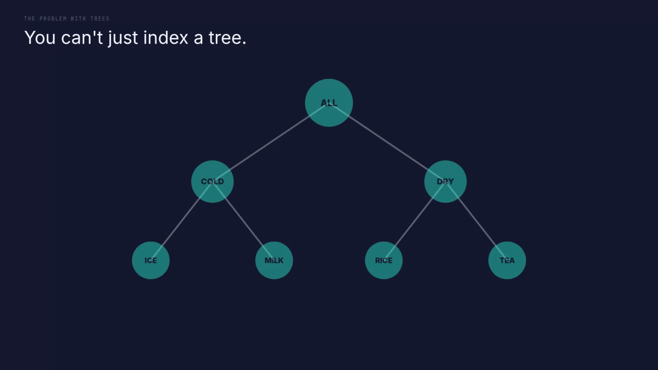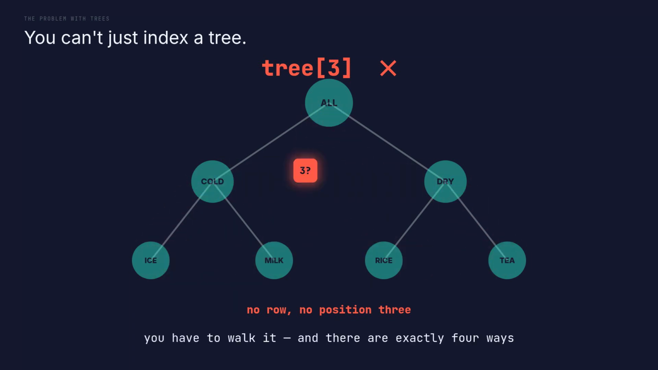But here's where trees get interesting, and honestly a bit uncomfortable. You can't ask for item 3. There's no index. The bins aren't in a row, so position 3 doesn't mean anything here. Which means if you want to see everything, you have to walk the tree. And there are exactly 4 ways to do that walk.